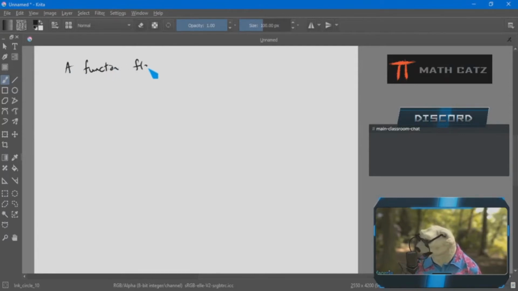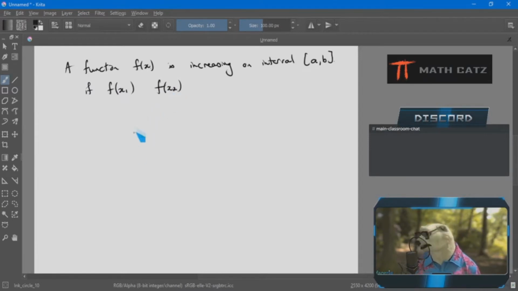If I have a function, let's call it f of x, we officially say it is increasing on an interval. Let's call the interval x1, x2. Can really be anything. Let's call it a and b, actually. That's going to be better. A to b. If I take two x values in this interval and I compare the y values, the function values, let's have a picture.